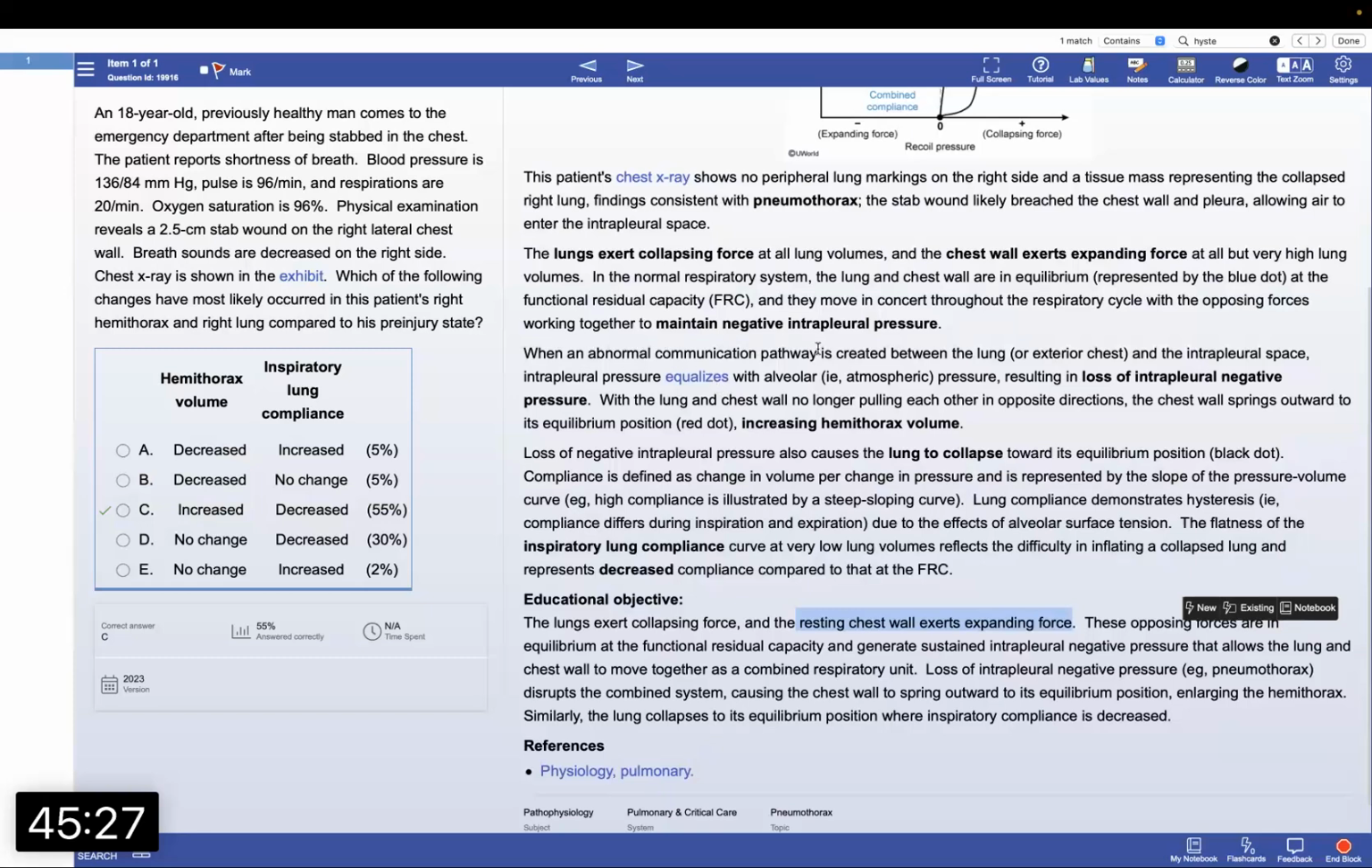When an abnormal communication pathway is created between the lung or an exterior chest and the intrapleural space, the intrapleural pressure equalizes with alveolar atmospheric pressure, resulting in a loss of the intrapleural negative pressure. With the lung and chest wall no longer pulling each other in opposite directions, the chest wall springs out to its equilibrium position, increasing the hemithorax volume.